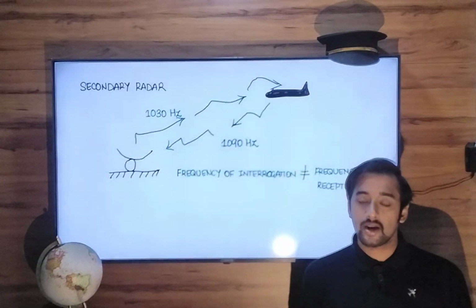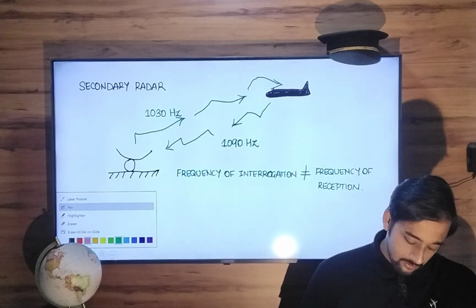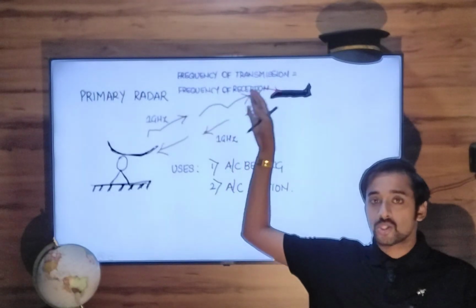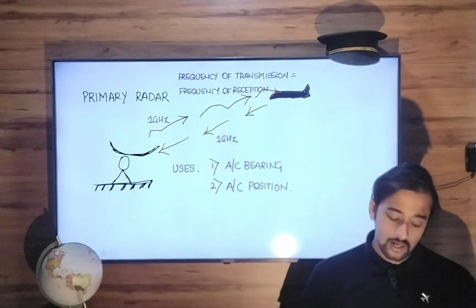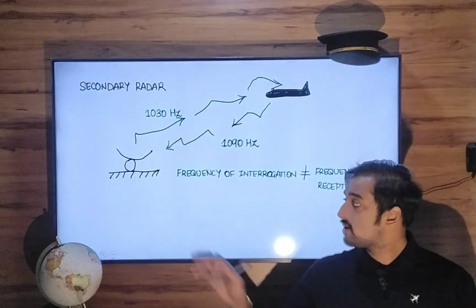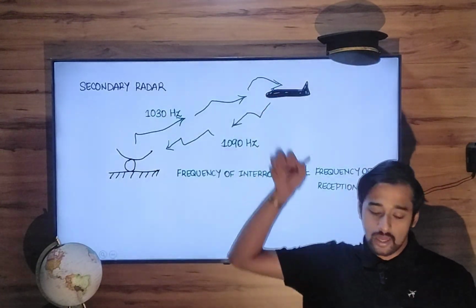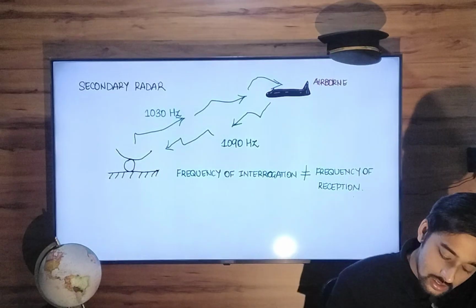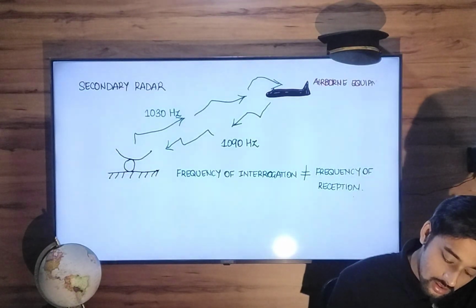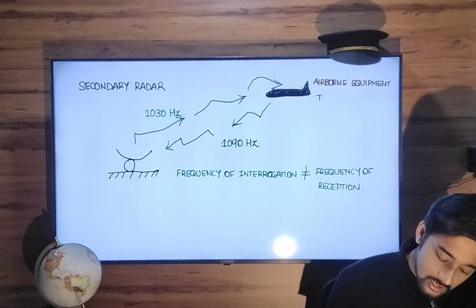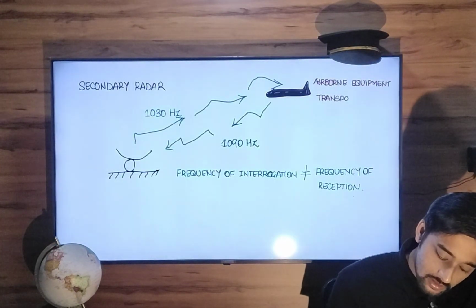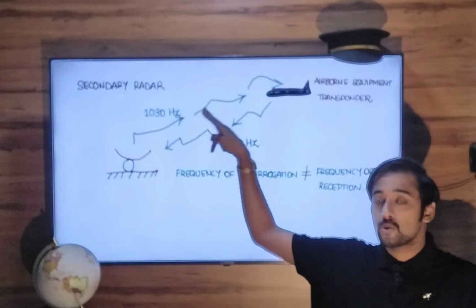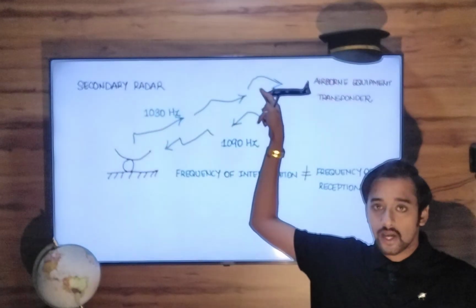And in the case of the secondary radar principle, there is an airborne equipment. Now your primary radar doesn't need airborne equipment. It only goes to the aircraft, strikes, and comes back. But for the working of the secondary radar principle, you need ground equipment and you also need airborne equipment. That airborne equipment is called a transponder. This transponder will answer or reply to the interrogation pulse transmitted by the secondary radar.